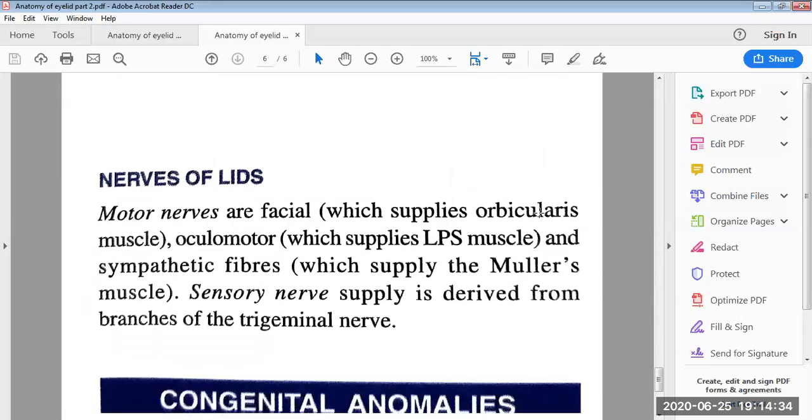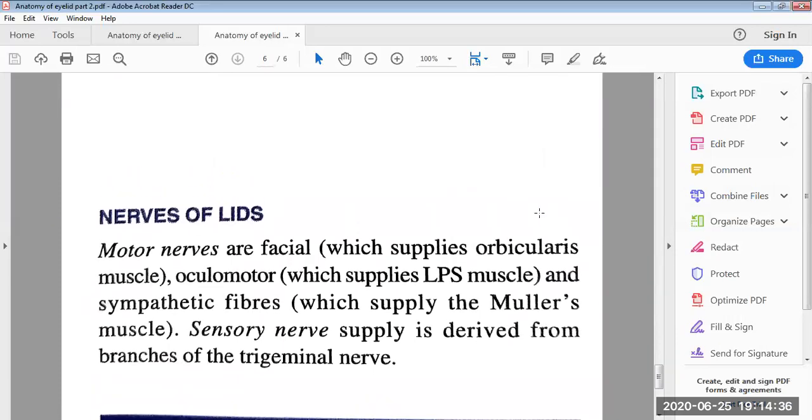Then the nerves of the lids. The motor nerves are the facial nerve, which supplies the orbicularis oculi muscle. Then the oculomotor nerve supplies the LPS muscle, levator palpebrae superioris. And sympathetic fibers supply the Muller's muscle. These are the motor nerves.